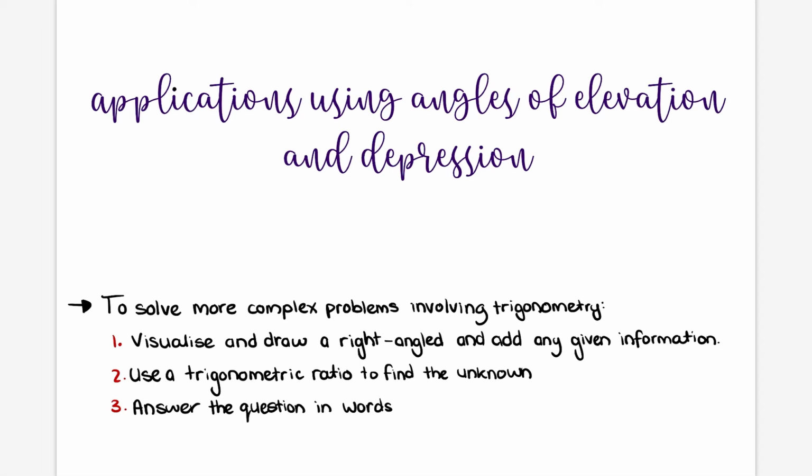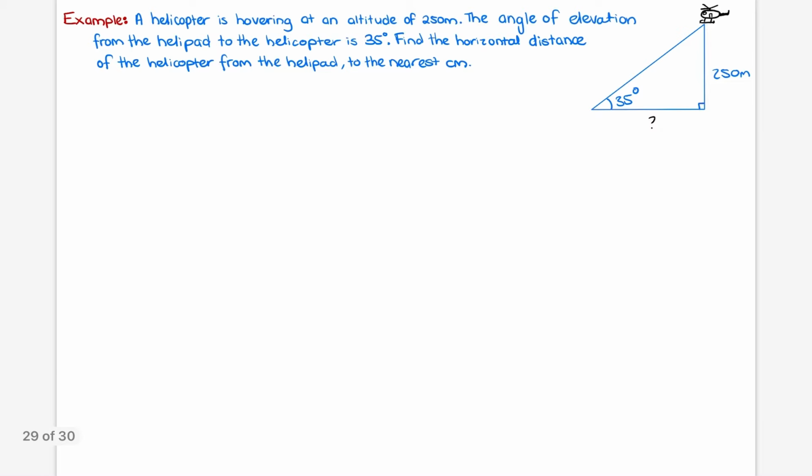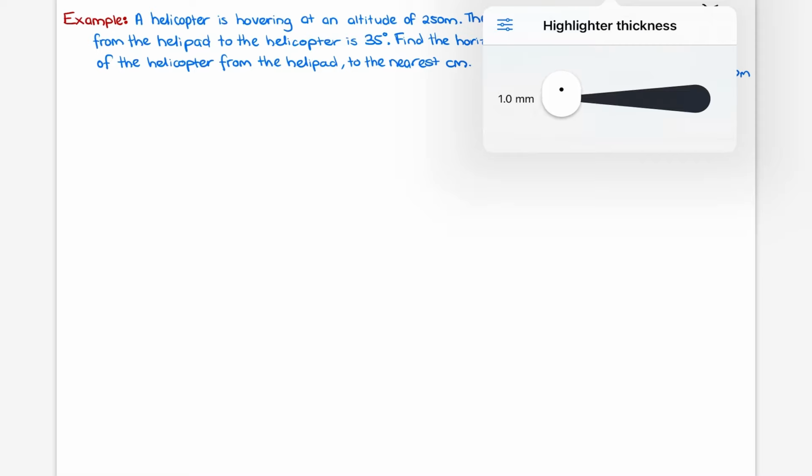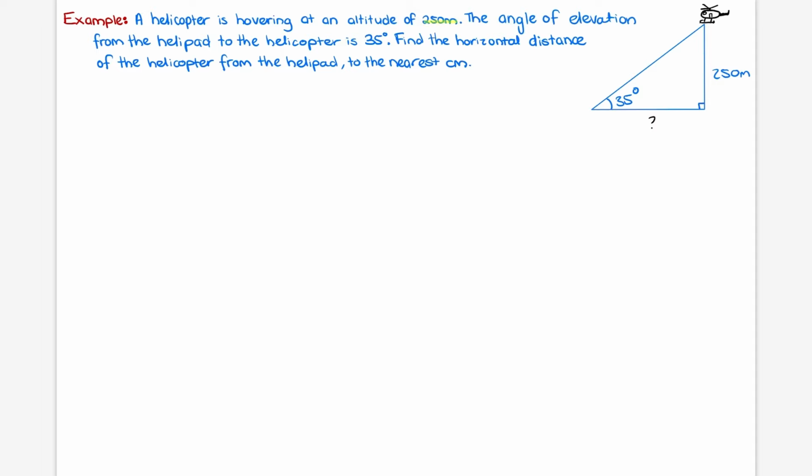So if we look at our first question here, we've got a helicopter hovering at an altitude of 250 meters. Right off, they've given me some information that I want: that 250 meters. And the angle of elevation is 35 degrees. Find the horizontal distance, so that's what we need to find, from the helicopter to the helipad to the nearest centimetre. So that's really to 2 dp.